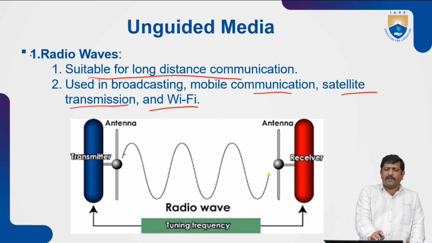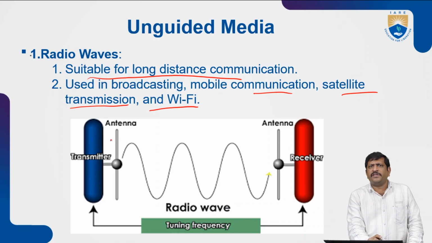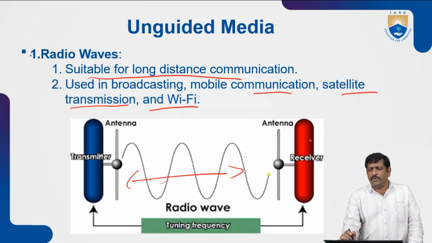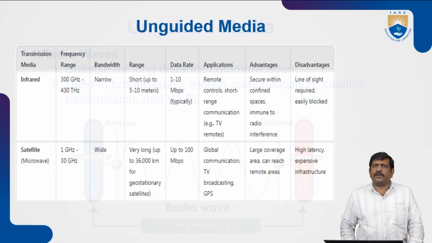The transmitter sends the signals through an antenna, and the receiver receives whatever signal the transmitter sent through its antenna. Radio waves involve tuning the frequencies. So it is wireless communication.